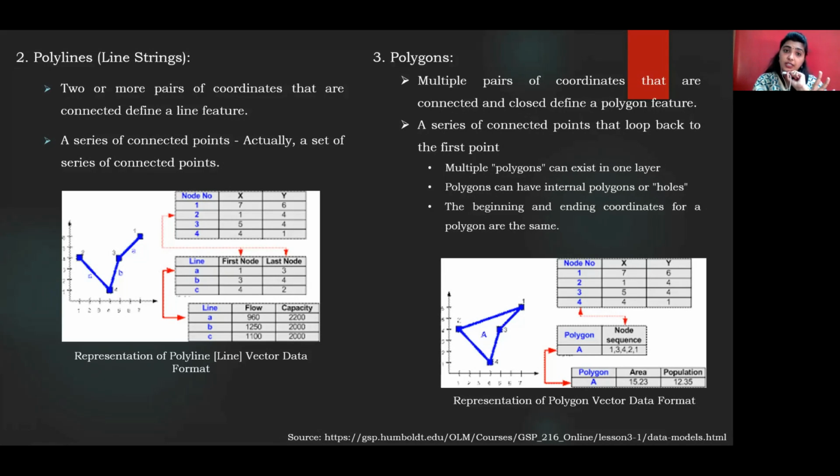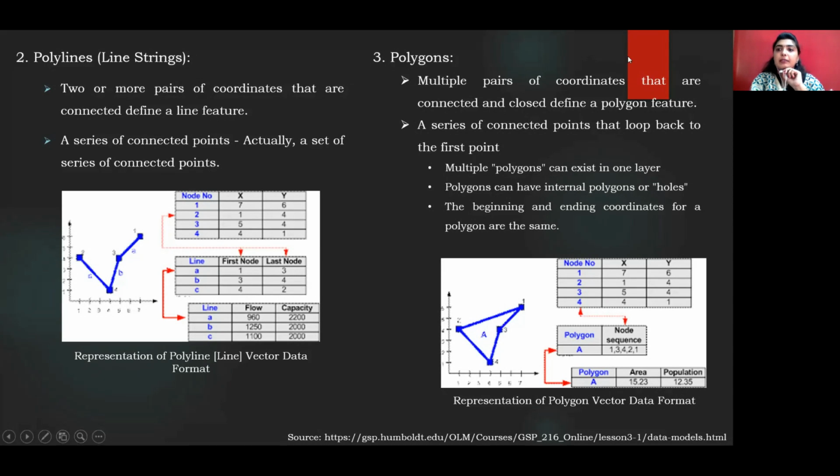1 will have its own coordinates x and y. 3 will have its own coordinate. Similarly, B line has again two nodes, which is 3 and 4. So 3 will have its own individual coordinate and 4 will have its own individual coordinate. So lines are nothing but two or more pairs of coordinates that are connected, which define the line feature. Points will have only one, polylines will have two or more.